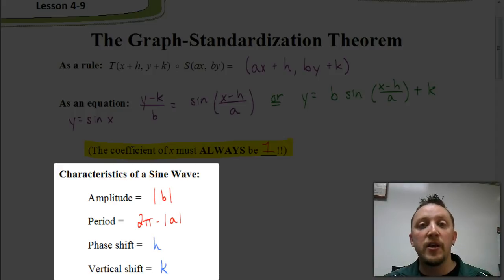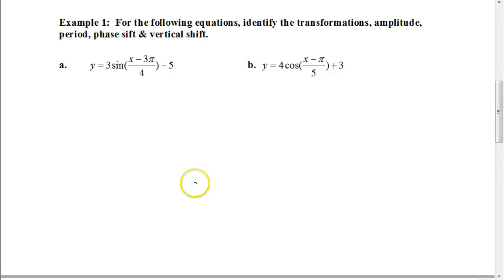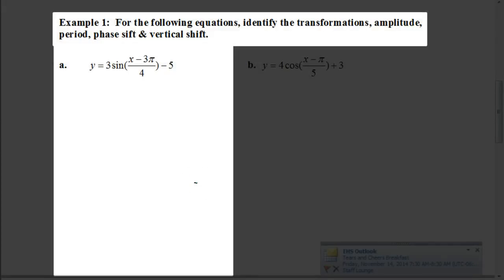So this doesn't make sense unless we start to look at some examples. So let's look at some examples now so we can see how we're going to combine everything that we've talked about so far with our translations and our scale changes. Okay, so let's look at this first example.